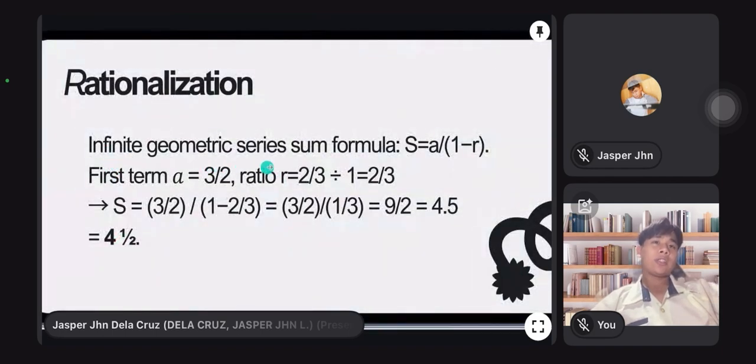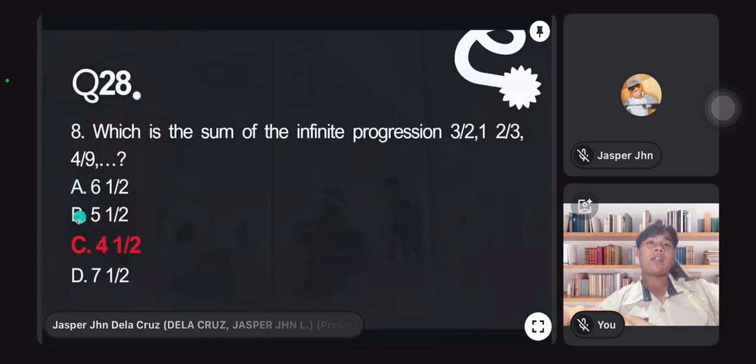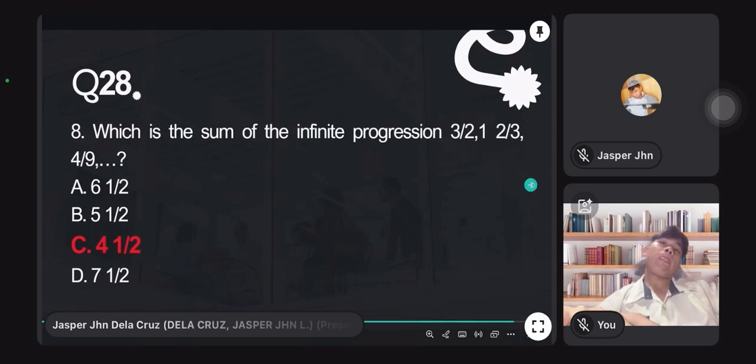Infinite geometric series sum formula. This is S equals A divided by 1 minus R. Okay, so just plug in the given. Our A is 3/2. The ratio is 2/3, so 1 minus 2/3 is 1/3. Alright, so when you plug in those numbers, you will get 4.5, or in fraction form, 9/2. So our answer is letter C.